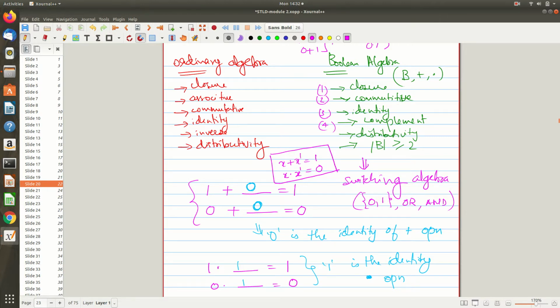Complement of 1 is 0. So 1 plus 0 is 1. Similarly, 1 dot 0 is also... sorry, 1 dot 1's complement is 0, so 1 dot 0 is 0, right? It is true.